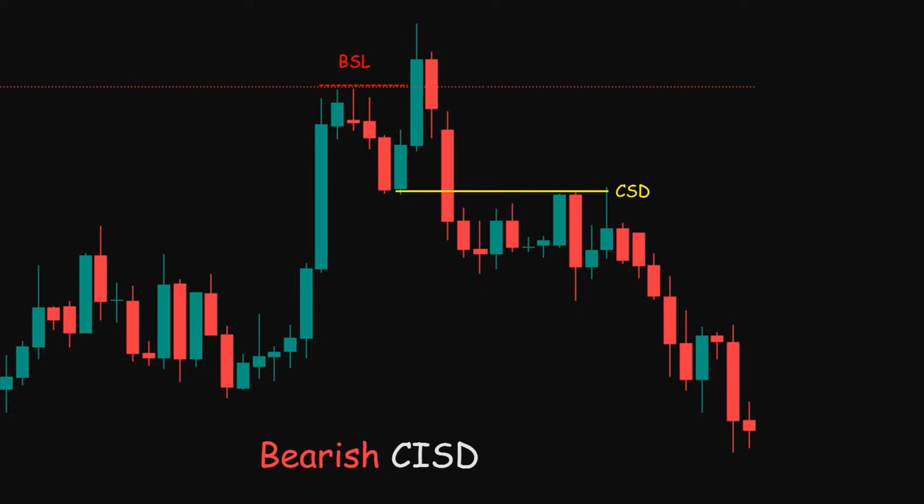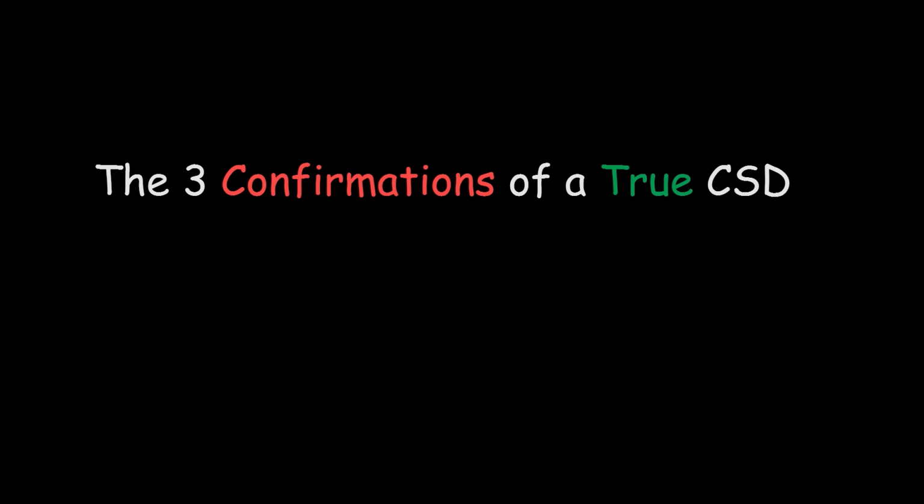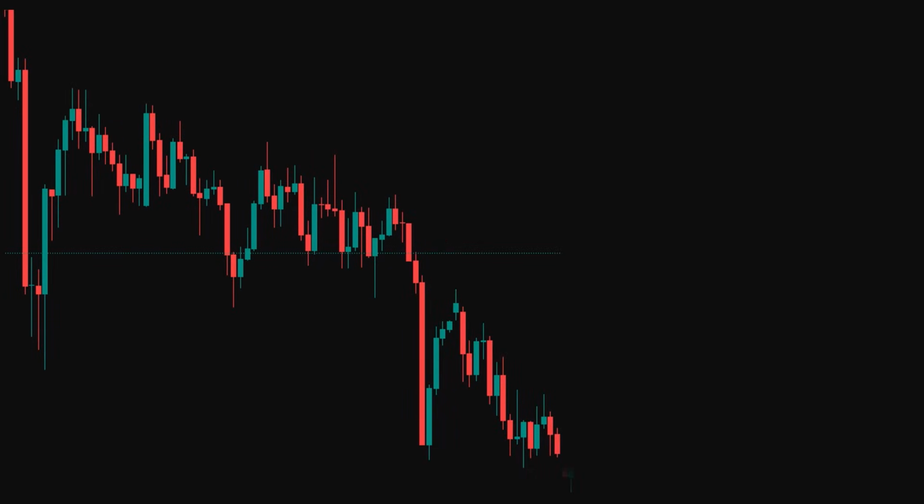A real change in state of delivery is confirmed by three major signatures. Number 1. Liquidity raid. To truly understand a change in the state of delivery, you have to look at it in context, and the context always starts with one question: where is the liquidity? Just like every strong ICT setup, everything begins with a liquidity raid. When liquidity gets taken, you instantly get a clear invalidation level. And if you also have SMT divergence, the setup becomes even stronger and more reliable.